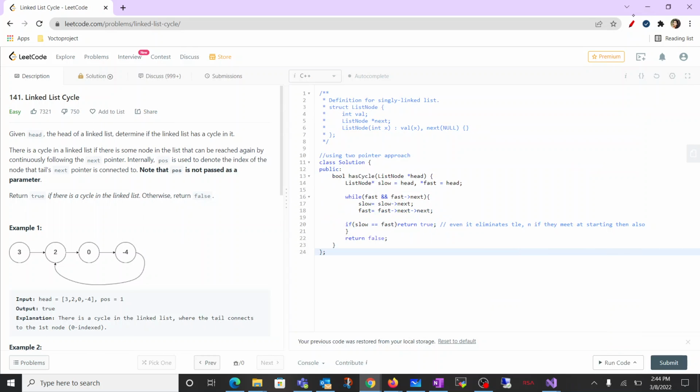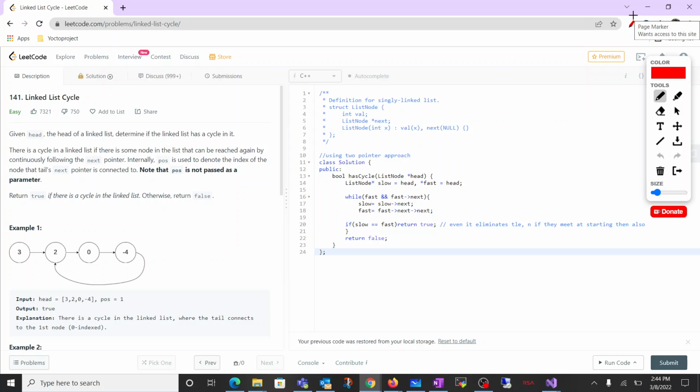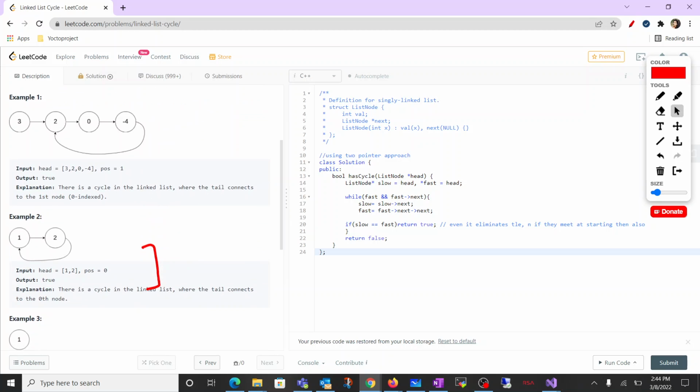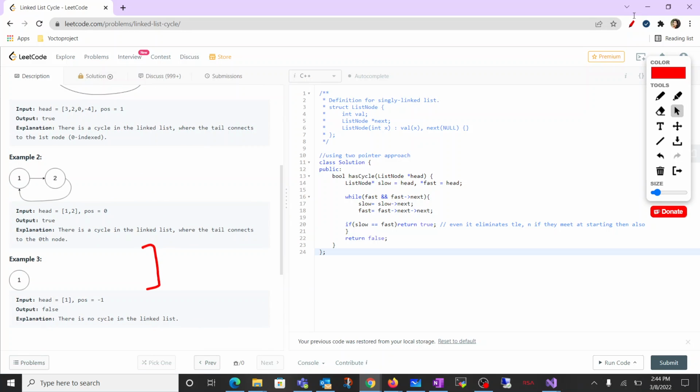Hello everyone. So today we are going to do the Leetcode daily challenge, Linked List Cycle. In this question we are given a linked list, and this linked list either has a cycle, the way this particular linked list has a cycle, that is, it is pointing towards 2, and thus it consists of a cycle, or there could be some linked lists which don't have any cycle, the way it is here.